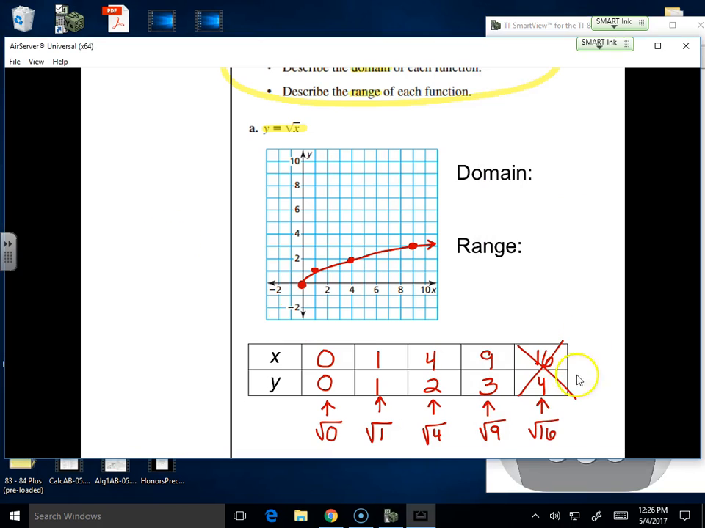So what's different about square roots? Their domains aren't negative infinity to infinity. Their domains are not all real numbers. For lines, that worked. For parabolas, that worked. For square root functions, no.